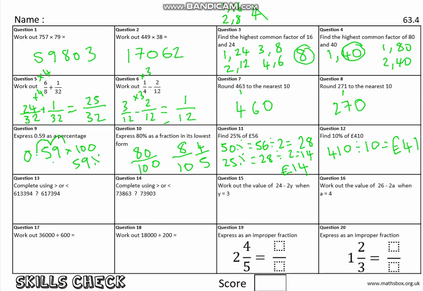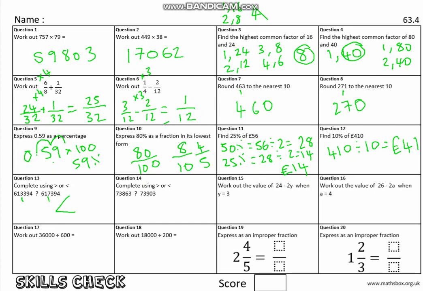Okay, so next we're doing bigger or smaller, okay? So we've got 613,394, or we've got 617,394. So let's look at the columns. So in our 100,000s columns, both are 6, that's not going to help. Both are 1 in our 10,000s. But in our thousands columns, we've got a 3 in this one, and we've got a 7 in this one. So because the 7 is bigger, I know that that one is bigger.